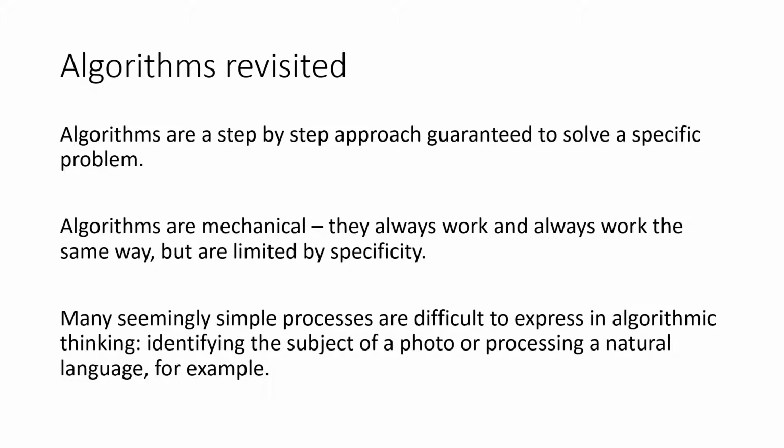Now I want to discuss a little bit more about what an algorithm is. An algorithm is a step-by-step approach that is guaranteed to solve a specific problem. Algorithms are mechanical. They always work, and they always work the same way, but they can be limited by specificity. Sometimes many seemingly simple processes are difficult to express in algorithmic thinking. For example, trying to identify the subject of a photo or process natural language.